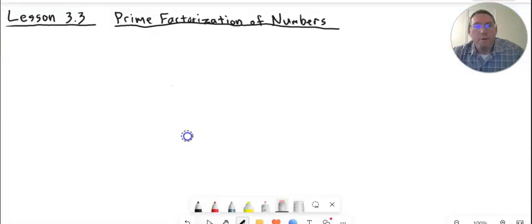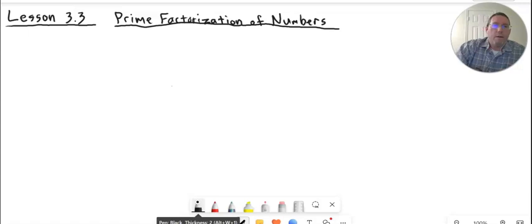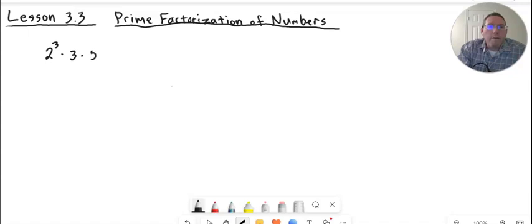So for example, let's say we had 2 to the third power times 3 times 5 times 7 squared. As you can see here, 2 is a prime number, 3 is a prime number, 5 is a prime number, and 7 is a prime number. And we have exponents, so this 2 to the third is the same thing as 2 times 2 times 2, and this 7 squared is the same thing as 7 times 7.